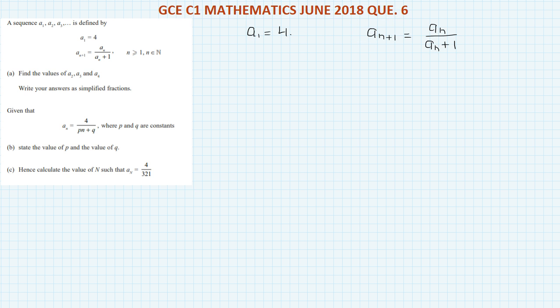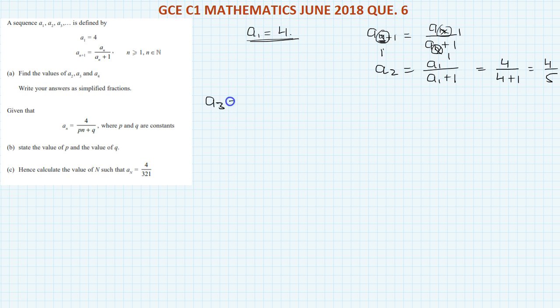Now instead of this n, I just put 1. So I replace this n by 1, this n by 1, this n by 1. So what I'll be having is A(1+1), that is A2, is equal to A1 over A1 plus 1. They have already given us this value, and that's the reason they have given it, because they know that we are going to get this in the formula. So A2 is 4 over 4 plus 1, so that is 4 over 5.